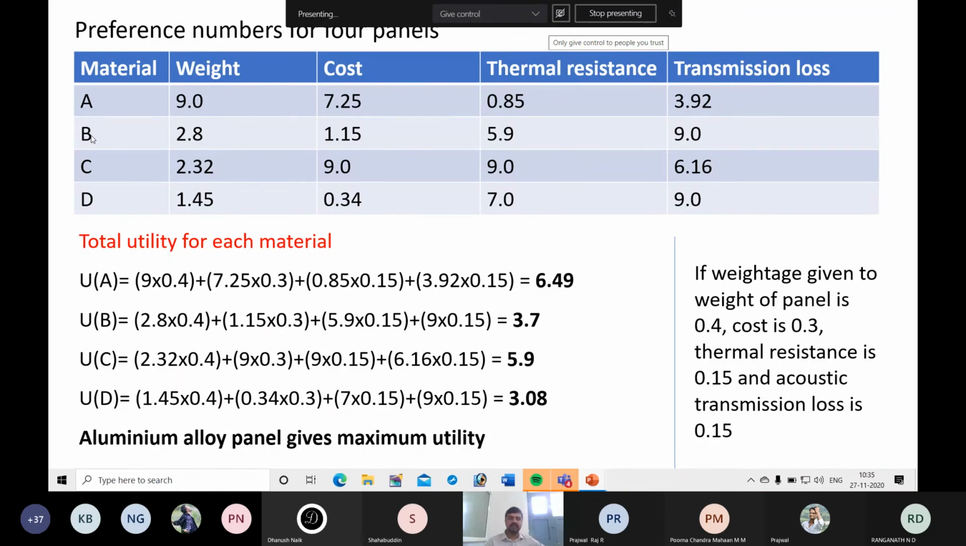Similarly, in a similar way you can find out overall utility for material B, overall utility for material C, and overall utility for material D. Then after that you can make a decision, which is having more utility. By looking at the utility values, aluminum is having a total utility number of 6.49. So that's why it is preferred. Aluminum alloy panel gives maximum utility and you can choose this.